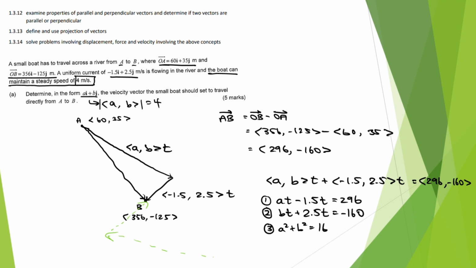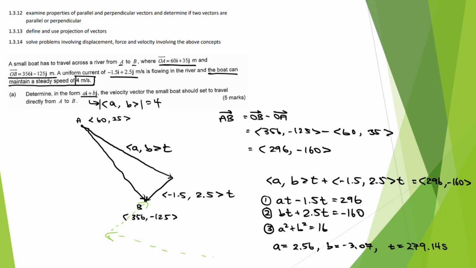Okay? And so the solution set where my time is positive is where A is equal to 2.56, my B is equal to negative 3.07, and I'm doing this to 2 decimal places just because. And my time taken is going to be equal to 279.14 seconds.